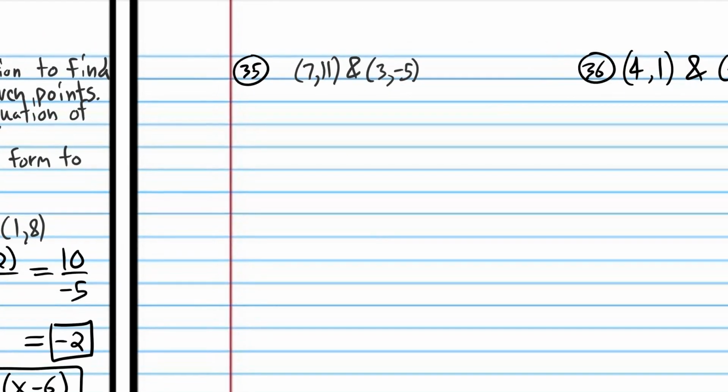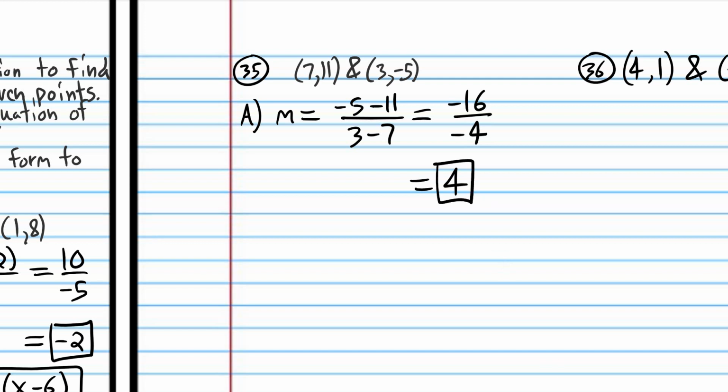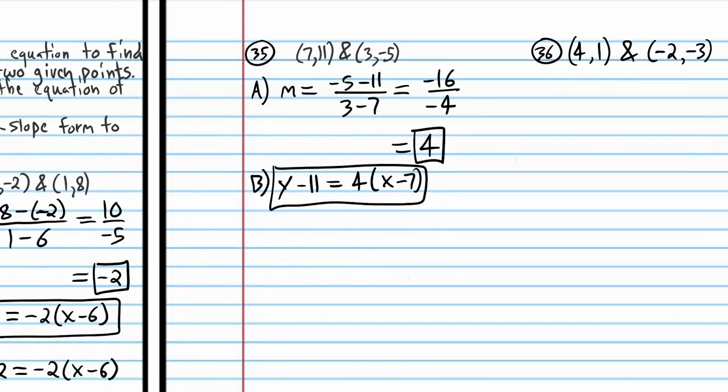All right, we're back. So part A, we're going to find the slope, making this point 2 and this point 1. We have negative 5 minus 11 over 3 minus 7. And that gives us negative 16 over negative 4, which is equal to 4. So that is the slope of the line that contains those 2 points. Part B, we're going to write the point slope form, and I'm going to use 7, 11, so y minus 11 equals the slope, which we just found, times x minus 7. So that's the answer to that one.